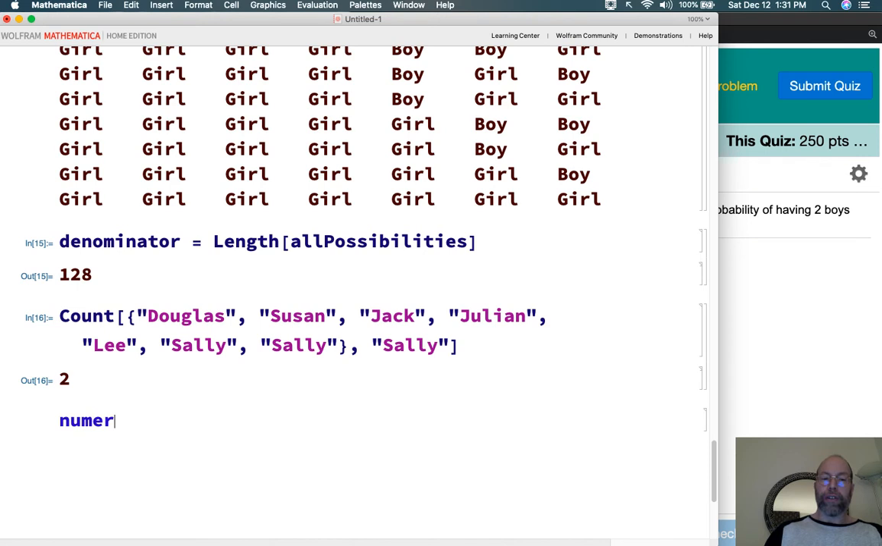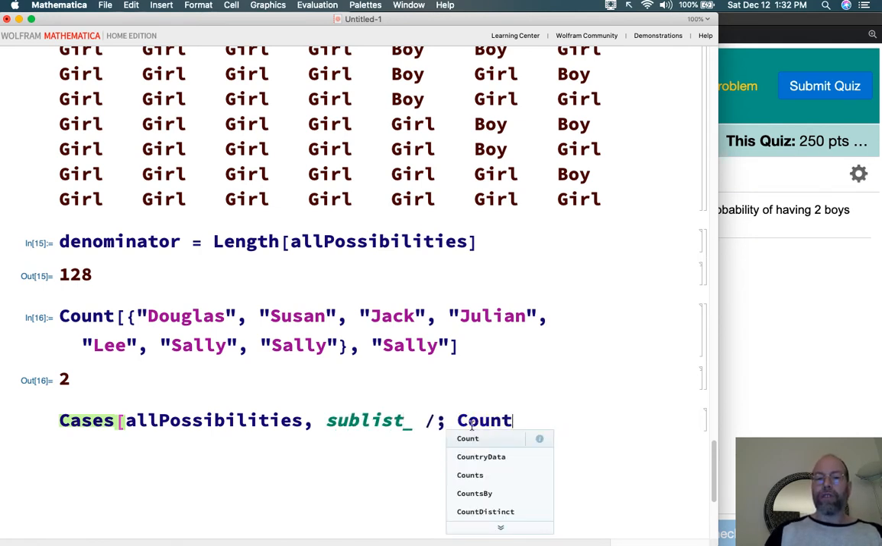So for the numerator, first things first, before we even do that: cases, all possibilities, and my variable is going to be called sublist. You can call it really whatever you want. You can call it XYZ, you could call it ABC, but I like to call it sublist because that's really what we're dealing with.